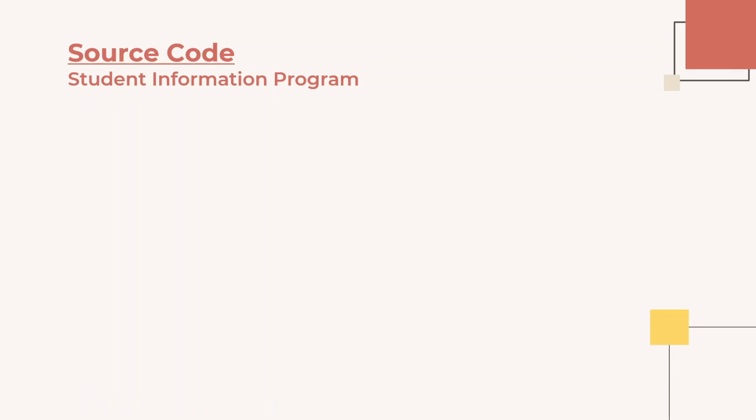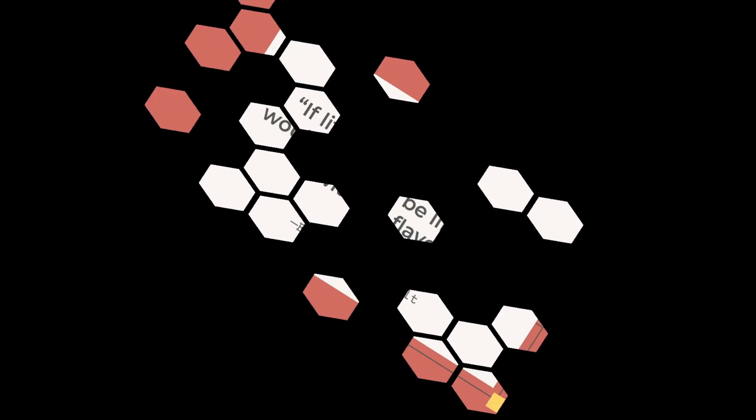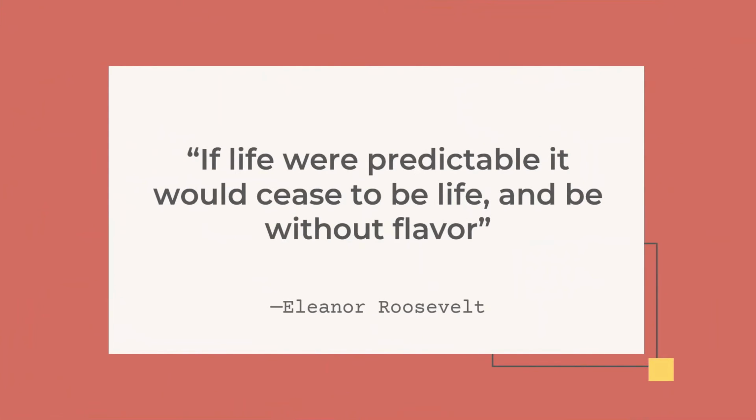If we compile the previous source code, we will get the result on the screen like this image. We will insert the student ID, name, address, age, and score, and we will get the output: Hello, student name, welcome to blah blah blah, and then displaying your data. Okay, that's all for the discussion regarding the introduction to C++. Then I will show you a tutorial to create a program based on a case study using the C++ programming language.